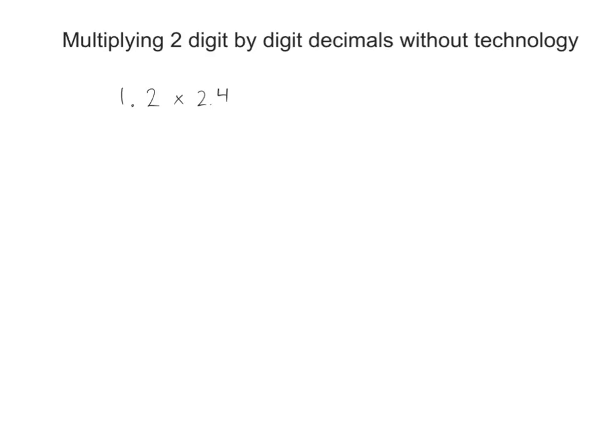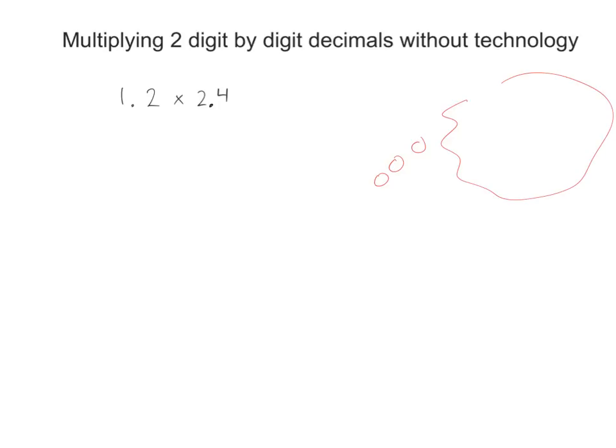So here's what we got. We got a question here for you to try: 1.2, so 1 and 2 tenths, times 2 and 4 tenths, and we want to calculate the answer to this. Couple things just as we're getting going. So I'm going to get my thought bubble out here. It's not the prettiest thought bubble I'll ever see, but let's just think about this.